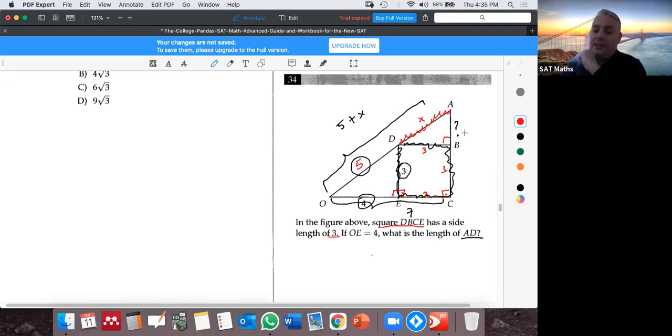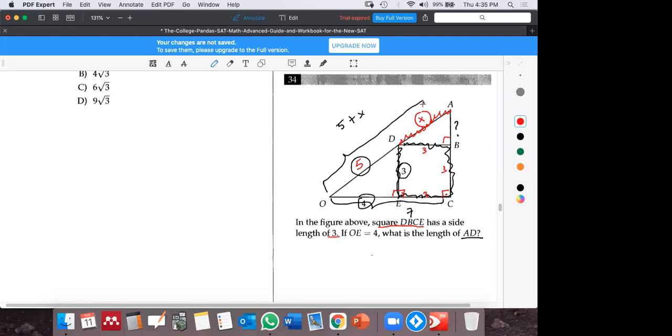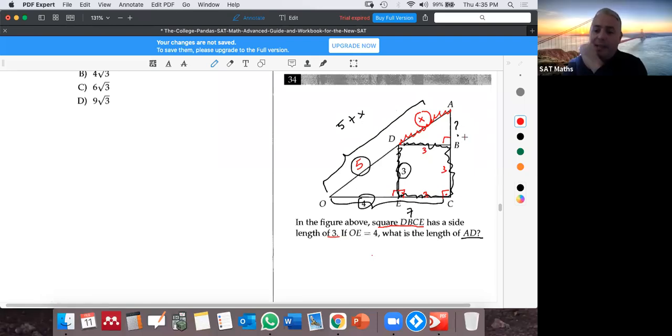This is X, this is 3, this is question mark. So how can we find this? We want to find the X, but to find the X, we need firstly the side length AB. 3 squared plus X squared? No, I don't think that. Yeah, we can say, but there should be something else. So we just look here. We cannot move here. So we have to think something else.